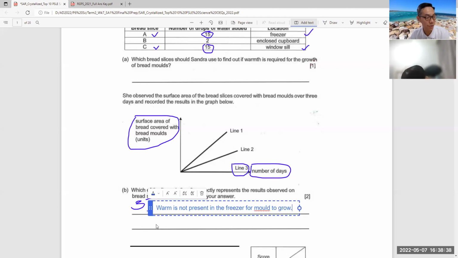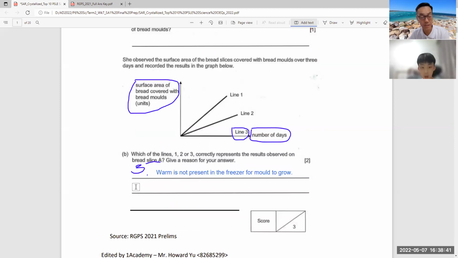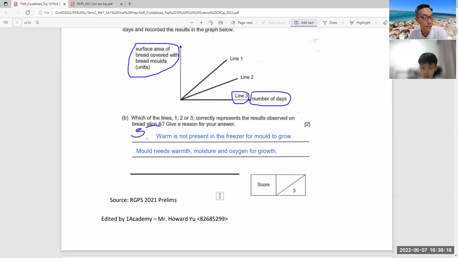Okay, you notice this is a 2 marks question, right? So you must state also the conditions needed for the mold to grow. So mold needs warm, moisture, and oxygen. Warm is needed for growth. So mold needs warm, moisture, and oxygen for growth. Okay. This question is actually adopted from last year's RGPS prelim paper.